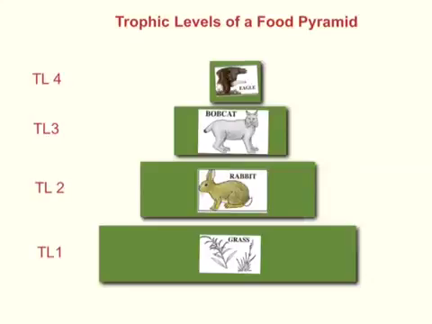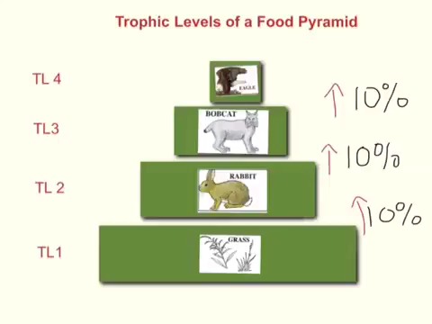Some of the energy that the organism produces is used up when the animal moves or breathes or reproduces. In fact, only about 10% of the energy is passed from one trophic level to the next.